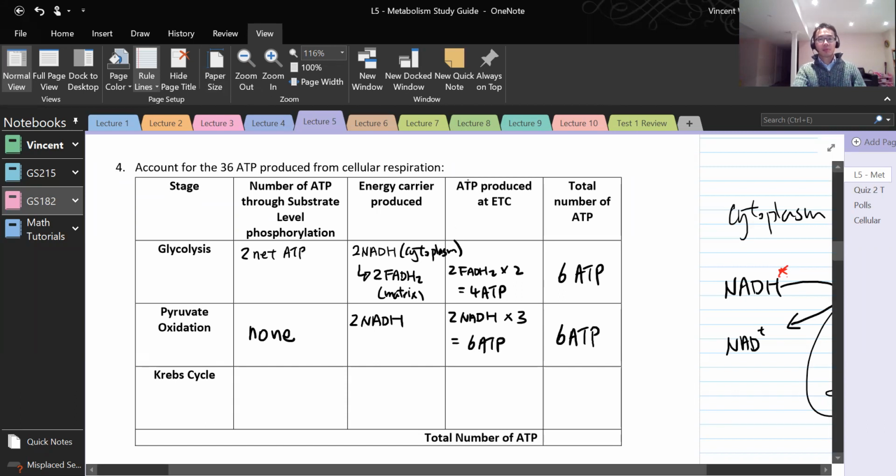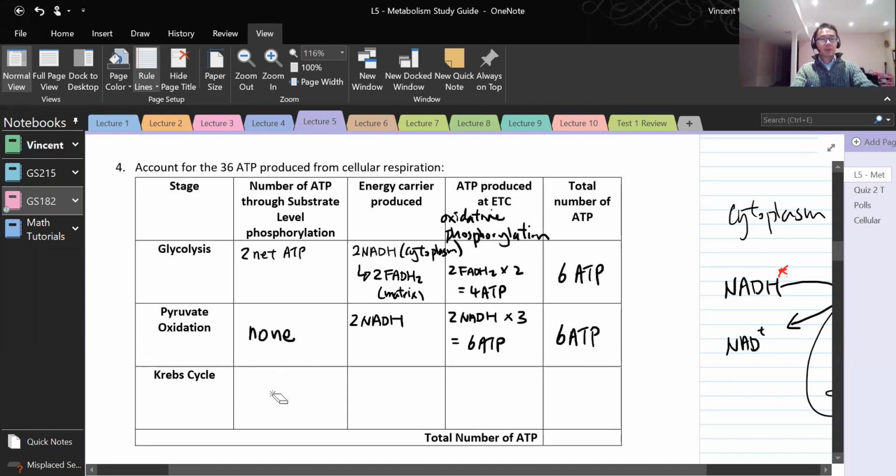Again, just to emphasize, ATP produced at the ETC is oxidative phosphorylation.